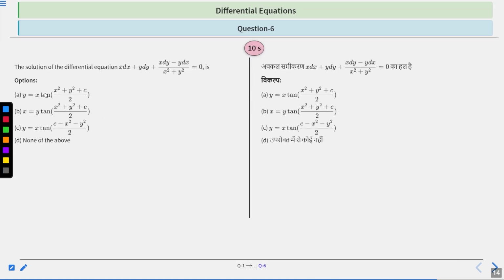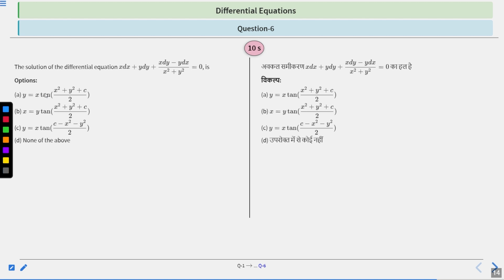Question number 6, which says: the differential equation of the solution of the differential equation x dx plus y dy plus (x dy minus y dx) upon (x square plus y square) equal to 0. So we basically have to find the differential equations satisfying these equations, right?